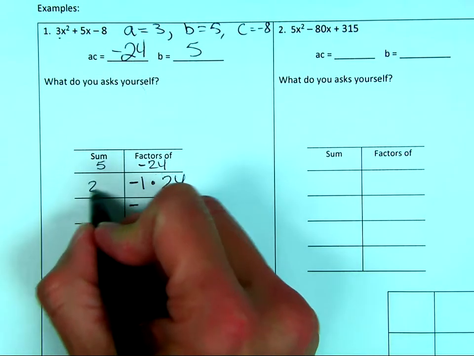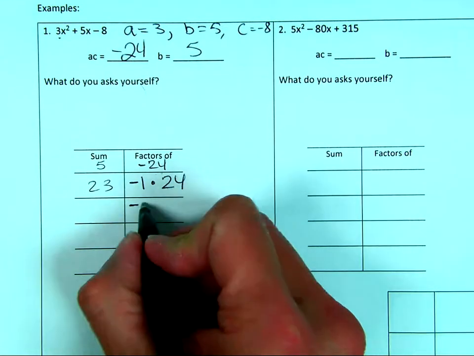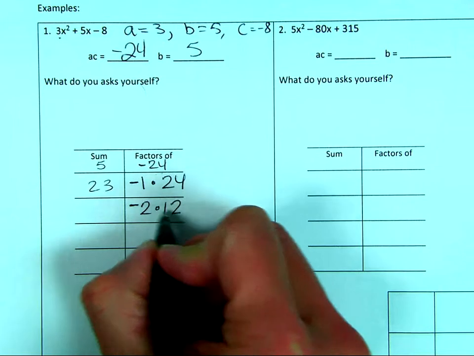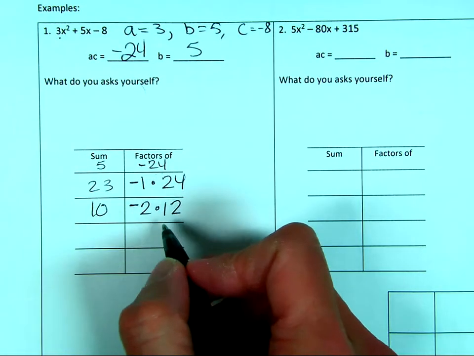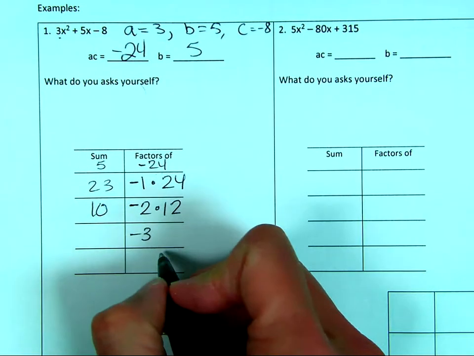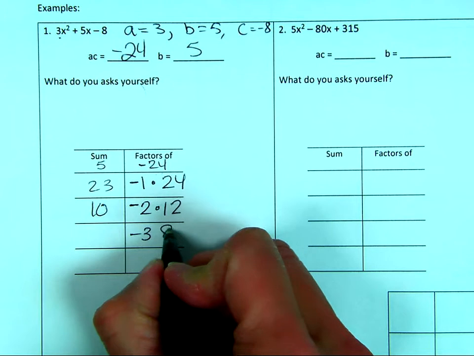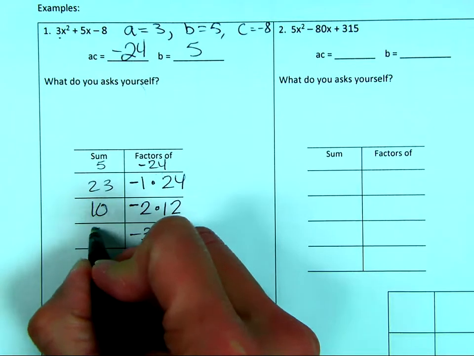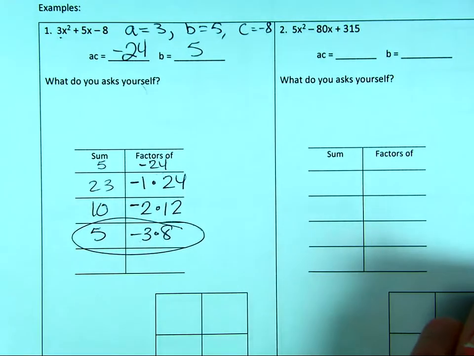Well, 1 and 24 gets me 23. Definitely not that. So I go to 2 and 12. 2 and 12 gets me 10. Getting closer, but not quite. So I go to 3. 3 goes into there 8 times, and there I go. 8 minus 3 is 5, so I know these are my factors.